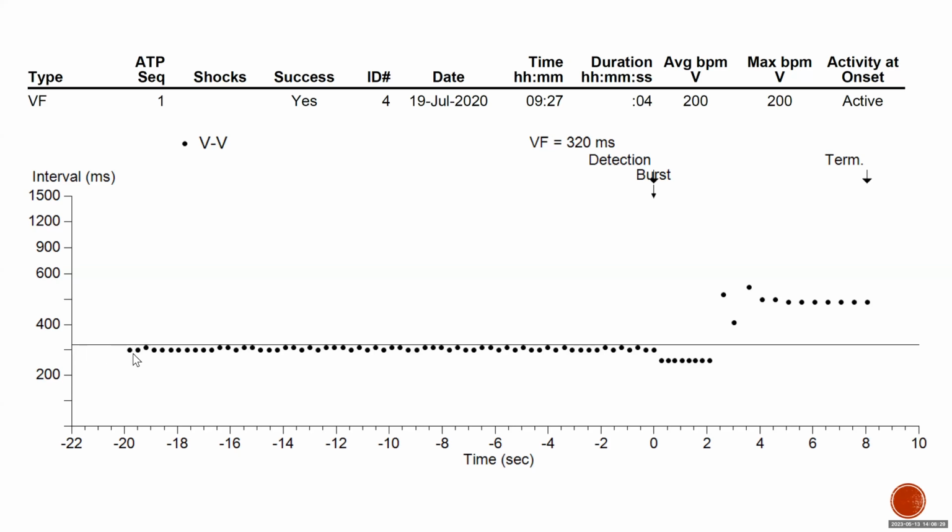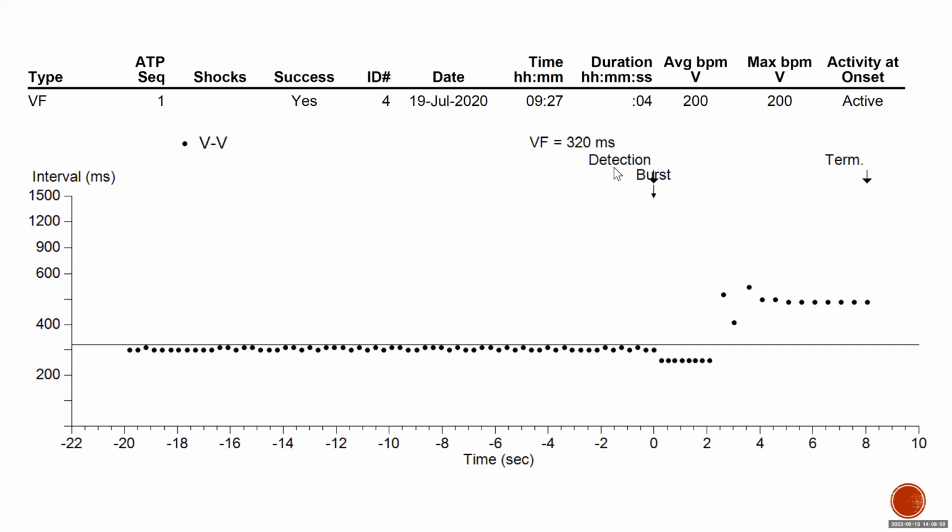So what you see here is a fast ventricular rate, about 300 milliseconds, which is 200 beats per minute. When you do these more often, you translate milliseconds into beats per minute quickly. But I can tell you this is 200 beats per minute. You have tachycardia, fairly regular tachycardia, because the VV interval is the same.